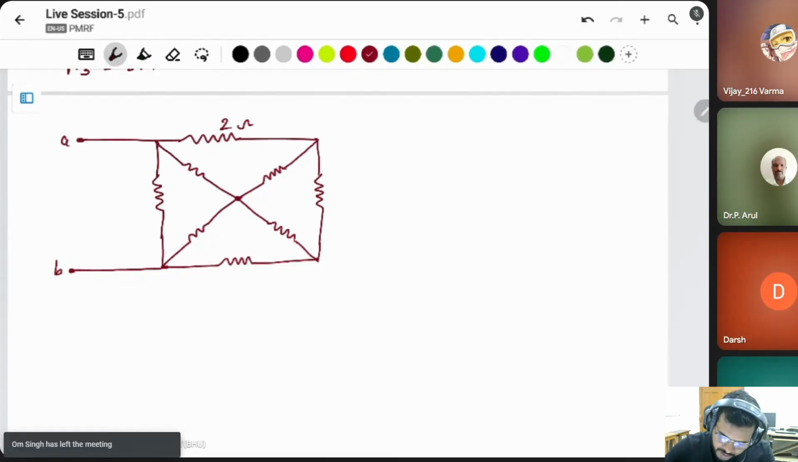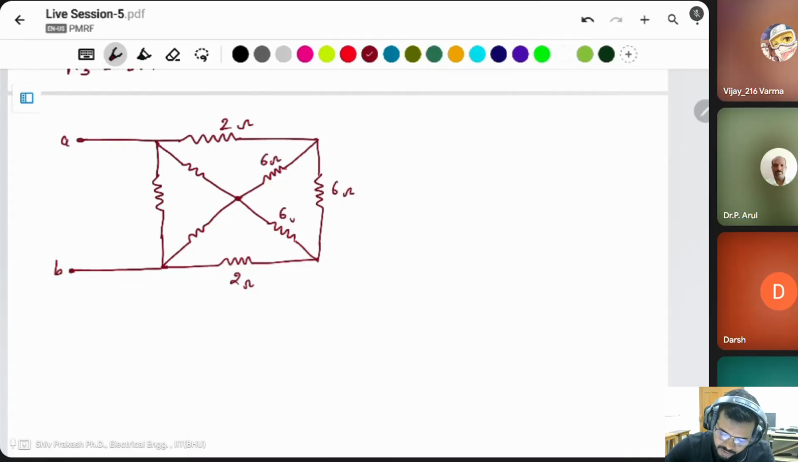This is a 2 ohm resistor. This is 2 ohm. This is 6 ohm. This is also 6 ohm. This is 6 ohm. This is 12 ohm. Then we have to find the resistance across the terminals A and B. This is the delta connection. This is also a delta connection with the same resistances.